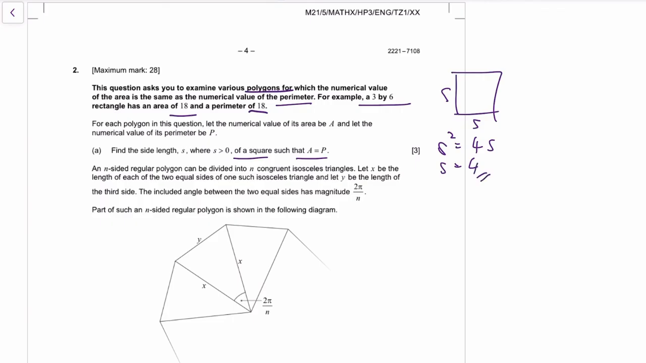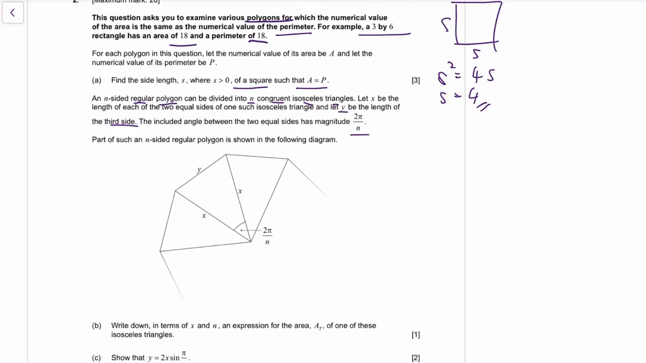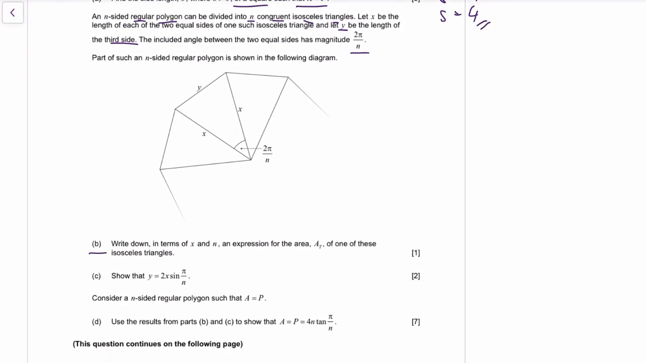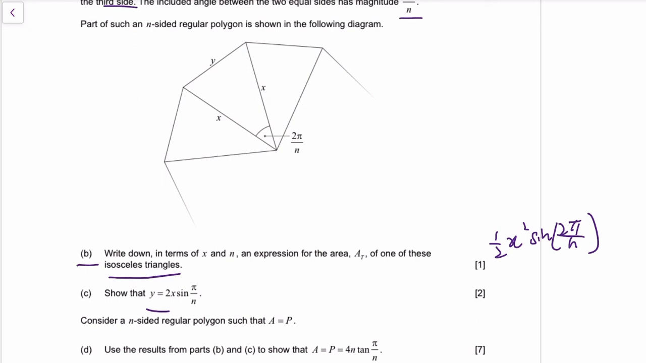And now we have an n-sided regular polygon cut into n congruent, meaning the same, isosceles triangles. Let x be the length of each equal side of the triangle, and y be the third side, so that's also the length of the side of the regular polygon, I think. Then the angle is obviously 2 pi divided by n. The area of one of the isosceles triangles is half ab sine C, so half x squared sine of the angle. And then they want y, so they say sine of half of the angle, so that's the hint to cut this in half.